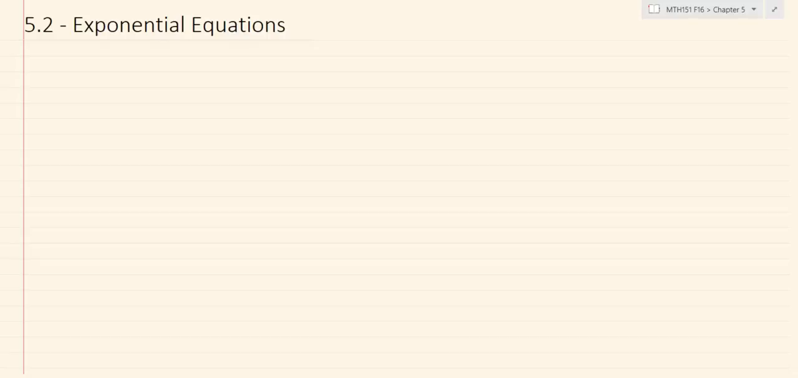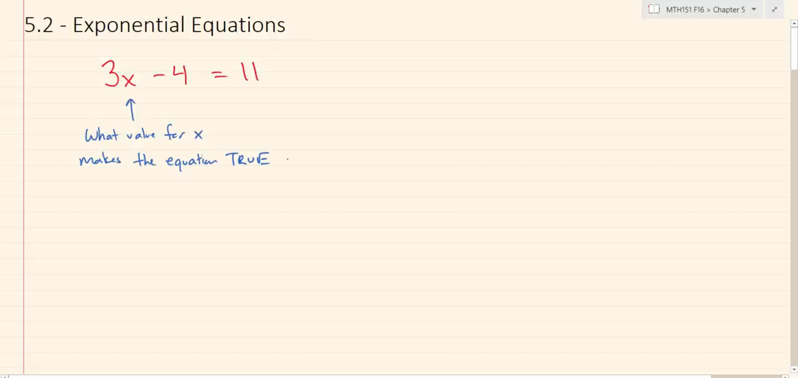Okay, this is 5.2, exponential equations. And so let's start with some equations that you might be a little bit more familiar with. So maybe something like 3x minus 4 equals 11. Whatever values of x that you can substitute in that make the equation true, we call that a solution.